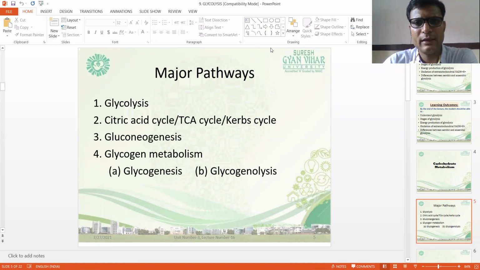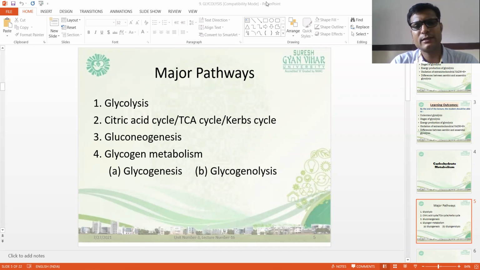and here we are converting this six-membered glucose into simpler molecules. So what are the major pathways? Glycolysis is a major pathway of carbohydrate metabolism.